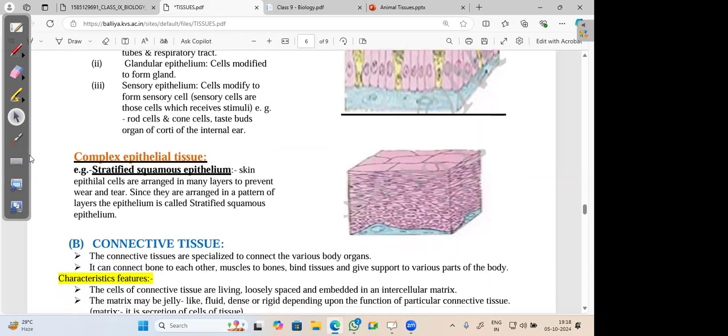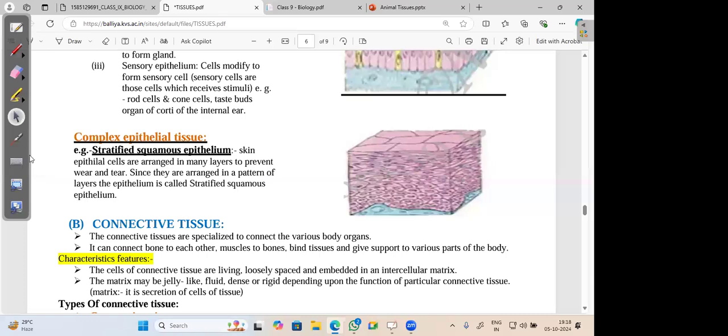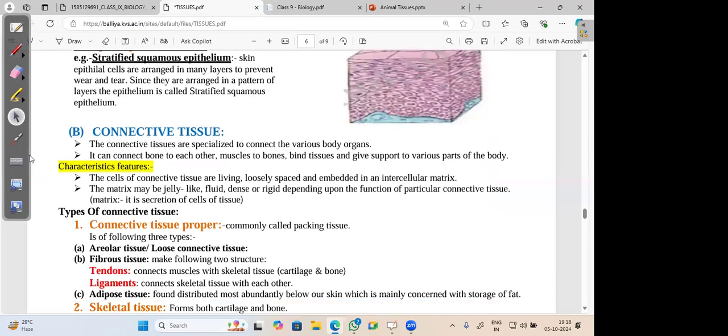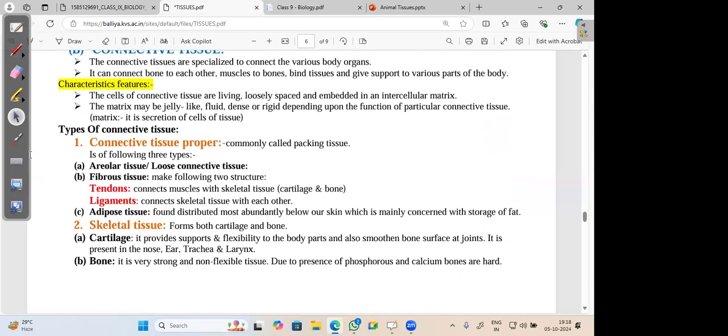Then you have complex epithelial tissues. In the complex epithelial tissue, we had studied about the stratified squamous epithelium. Okay, Shravan, can you tell me where do you find squamous epithelial tissue? Say the lung alveolus.